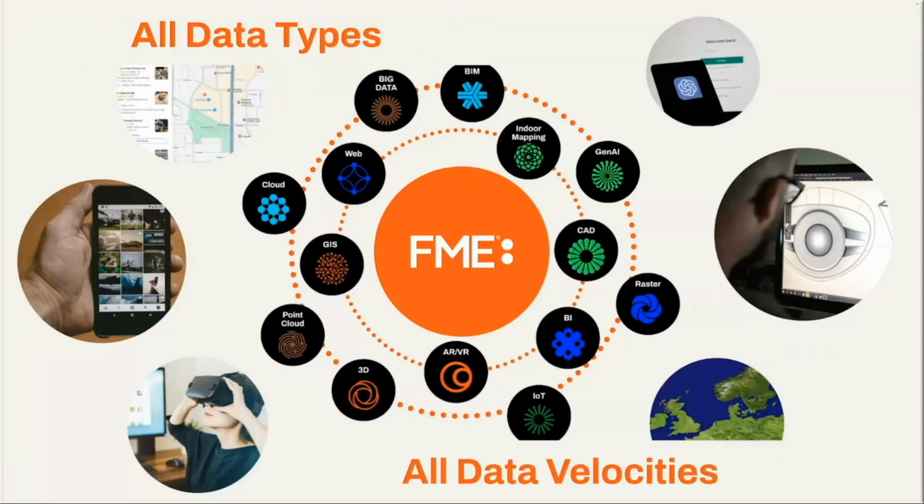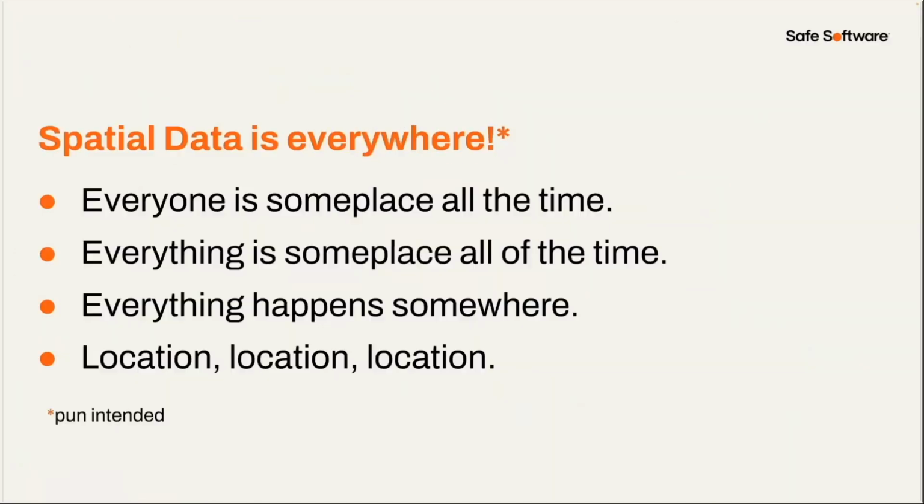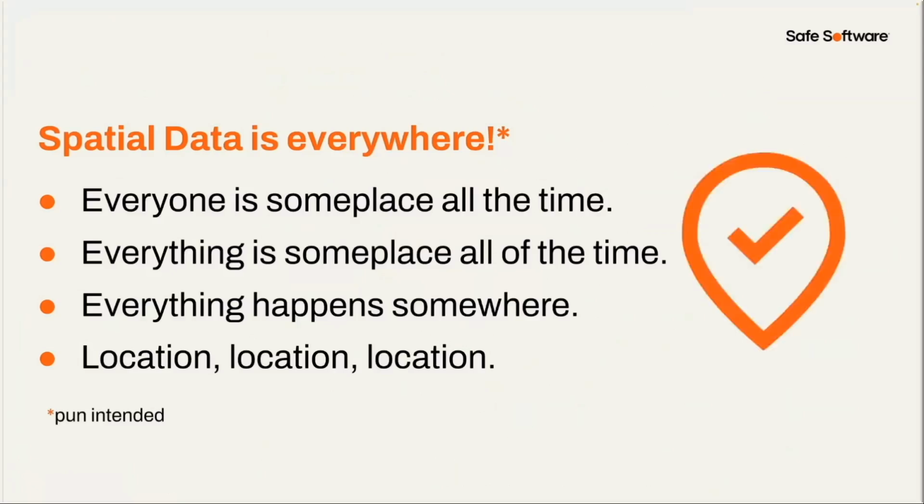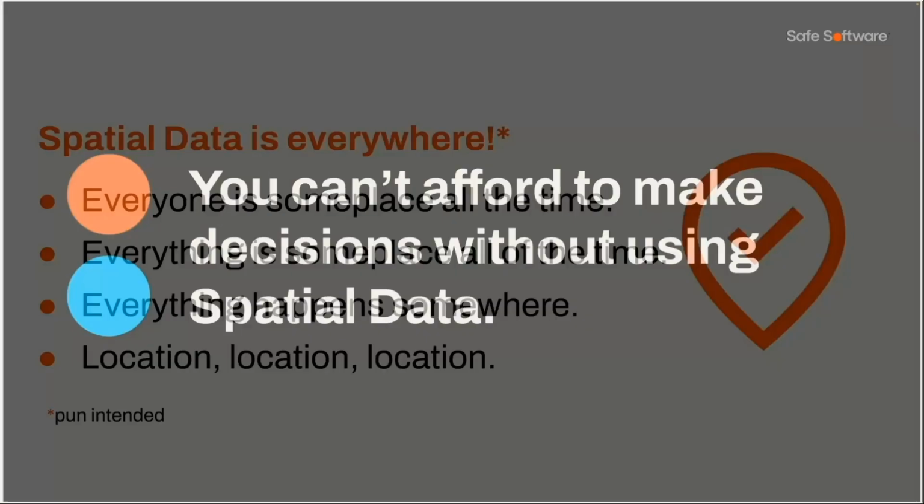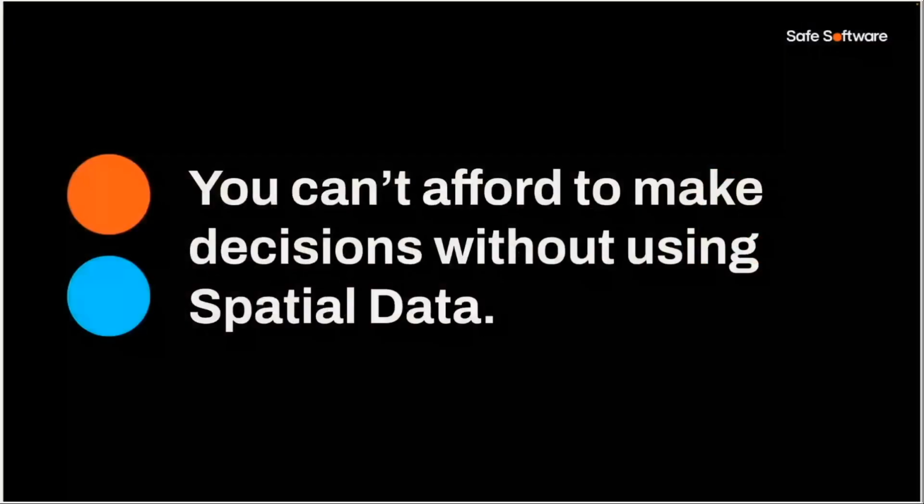And when we talk about all data, we don't just mean all data types. We also mean all data velocities. So it could be transactional, could be event-based, could be high-velocity data streaming through something like Kafka, could be ETL, could be just data loading. Spatial data, of course, is everywhere. Everyone is someplace all the time. Everything is someplace all the time. Everything happens somewhere all the time. Location, location, location. And it's time that all enterprises start using it, because you cannot afford to make decisions without using spatial data.